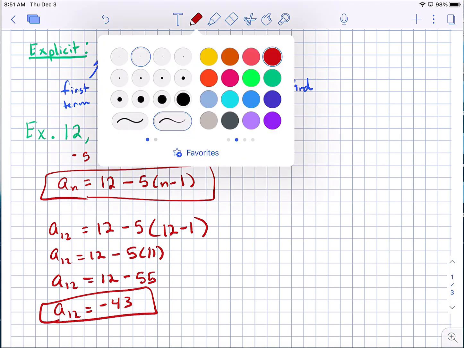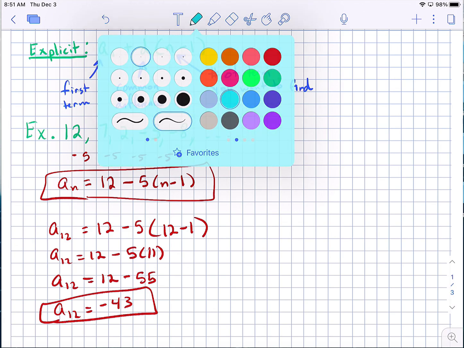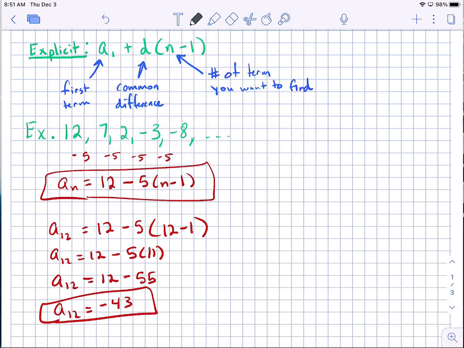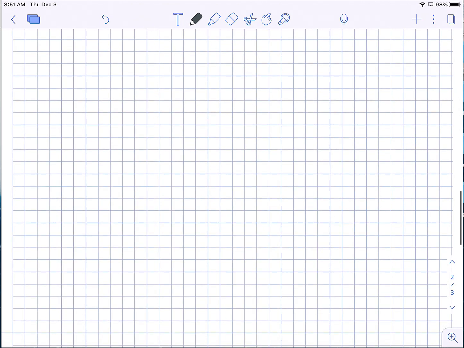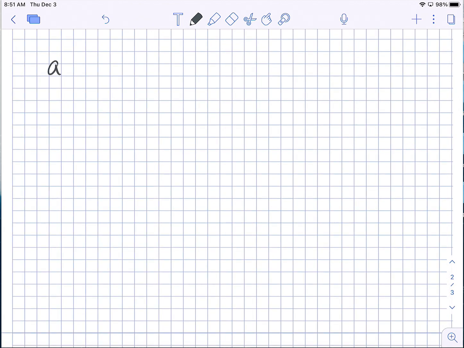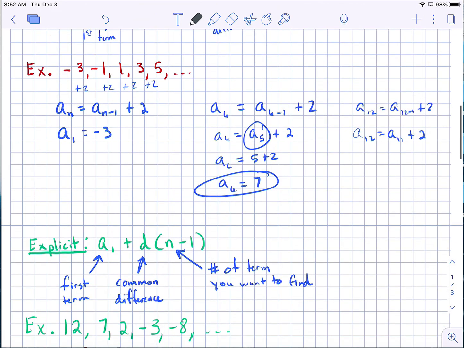I want to show you one more thing before I let you go and have you try the assignment on your own. I'm going to write an explicit formula real quick. Let's say a of n equals -9 plus 4 times n minus 1. This would be an explicit rule or formula. If I look back at the formula I wrote, those numbers represent different things.